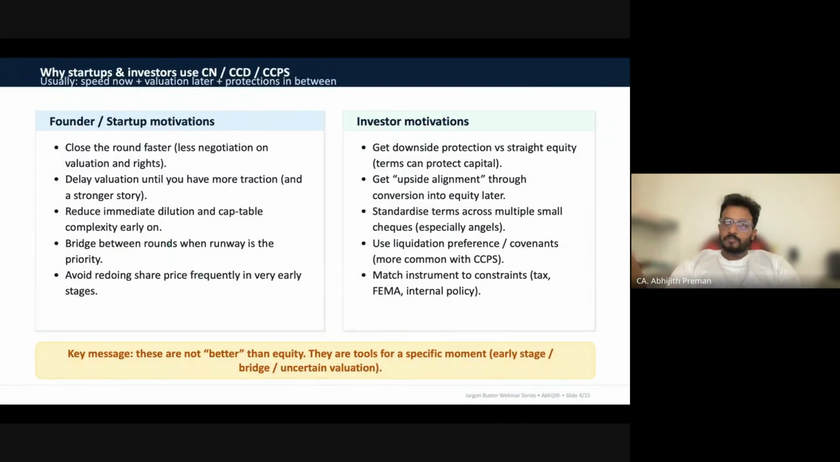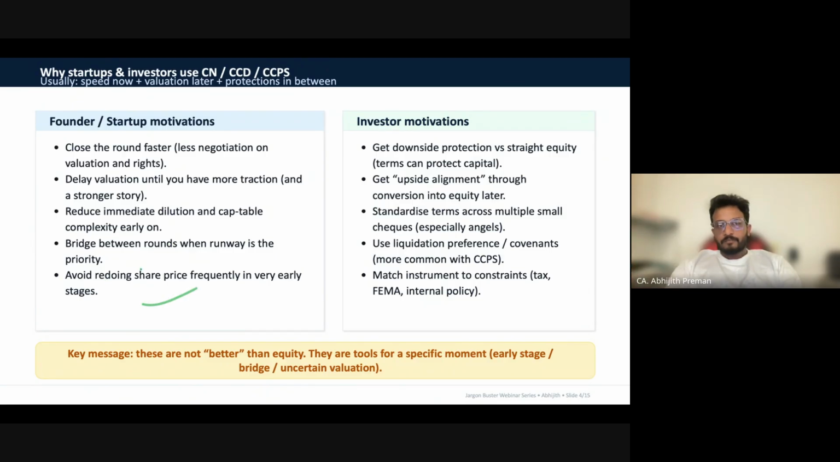A bridge round is actually a round between two proper fundraising rounds. In case of a bridge round, when runway is the priority, you want money fast, but you are not ready to do the valuation. You are not ready to go for a proper DD or all those things. That is when you can use these sort of instruments. Okay.